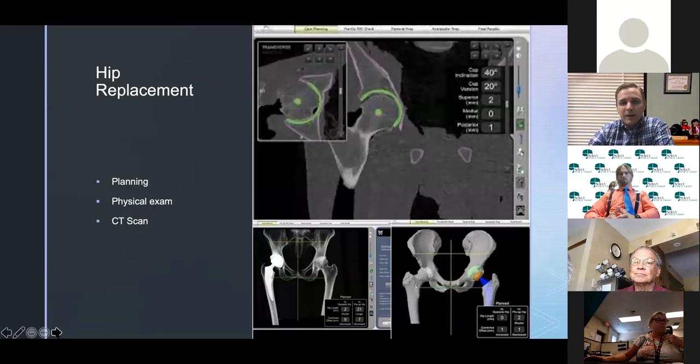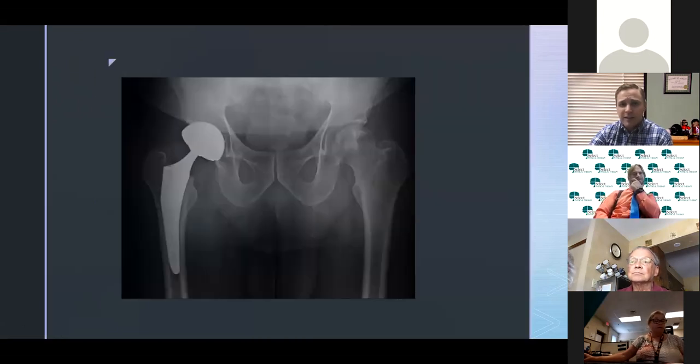When we talk about robotics, planning, and hip replacement, we get a CT scan beforehand. We plan out where all the parts are before we've ever started the surgery. And so as we plan out that whole area, we know exactly where we're putting the parts before we ever get into surgery. Thus, it makes our outcomes even better and our precision even more accurate when we're talking about restoring offset and leg length.